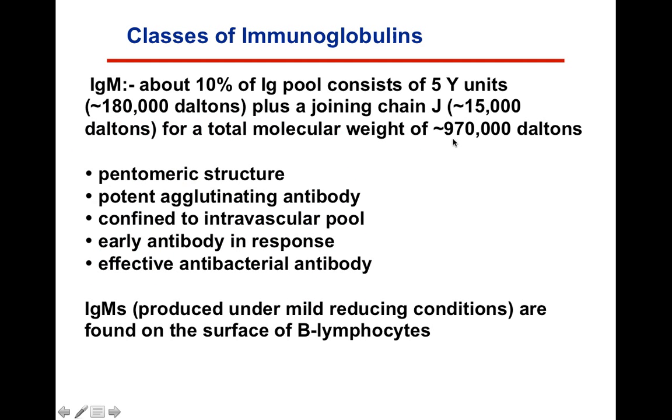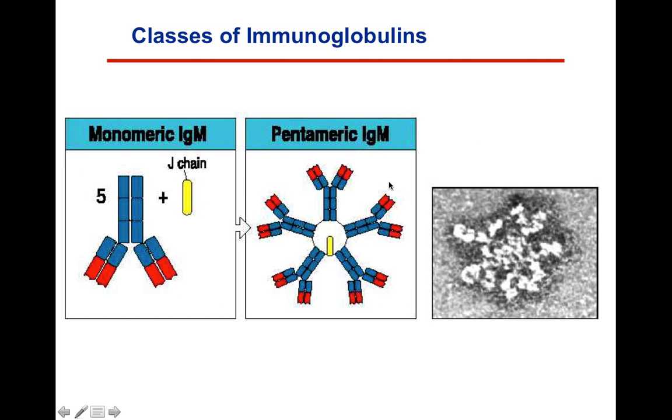It's almost a million Daltons, and it has this pentameric structure because it's so large. It also has, because it's five, right? There are 2 binding sites for each antibody, and there are 5 of these IgMs, so there are 10 binding sites.